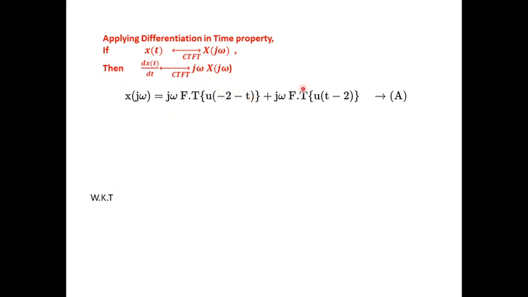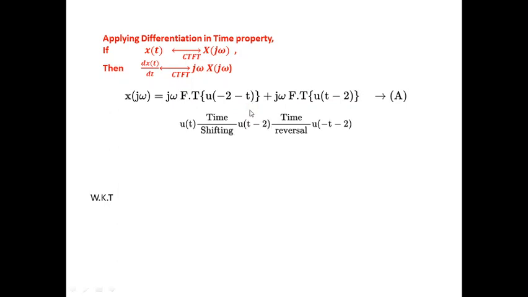Similarly, for the next one, the Fourier transform of d by dt of u of t minus 2 can be written as j omega into the Fourier transform of u of t minus 2. Here x of j omega is nothing but the Fourier transform of the signal from which we are starting. So where are you starting this signal from? U of minus 2 minus t. So you need to find the Fourier transform of u of minus 2 minus t.